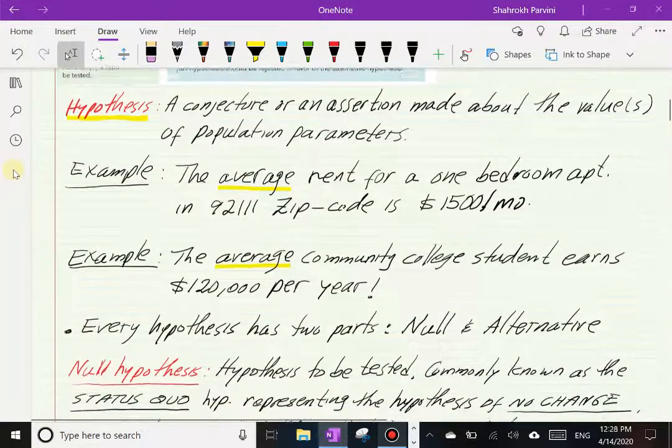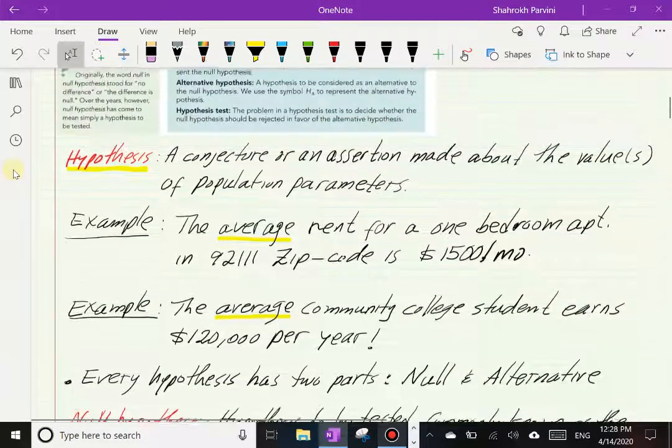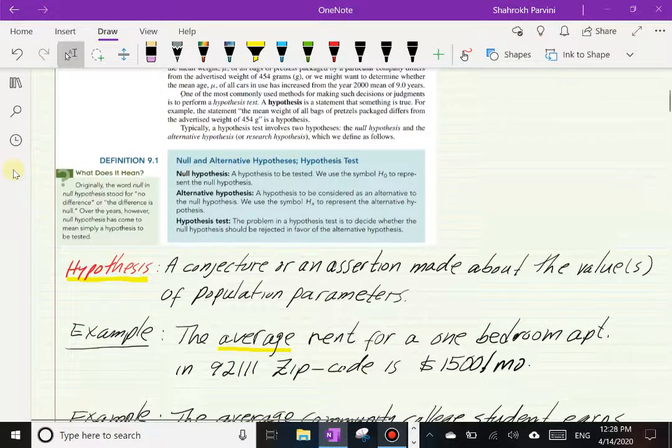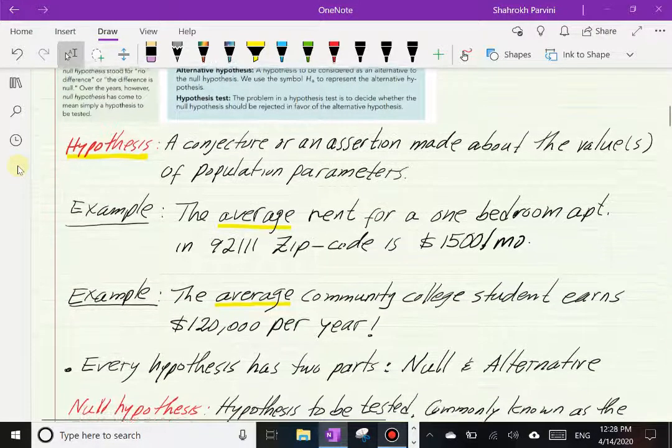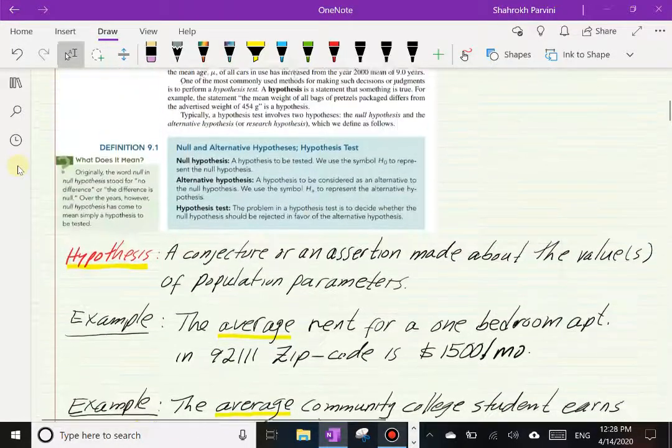Now, as far as the structure of the hypothesis goes, every hypothesis has two statements or two parts, a null and an alternative. And again, up here, you can see the author clearly defines his null and alternative hypotheses. Those are the two statements that I made every hypothesis must have. Now, my definition of null and alternative, I'm not defining what the author is saying.